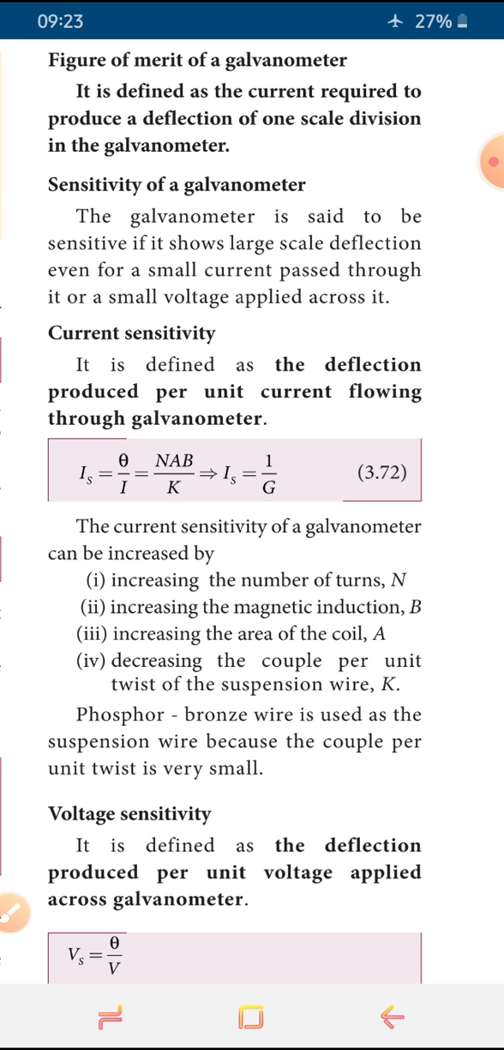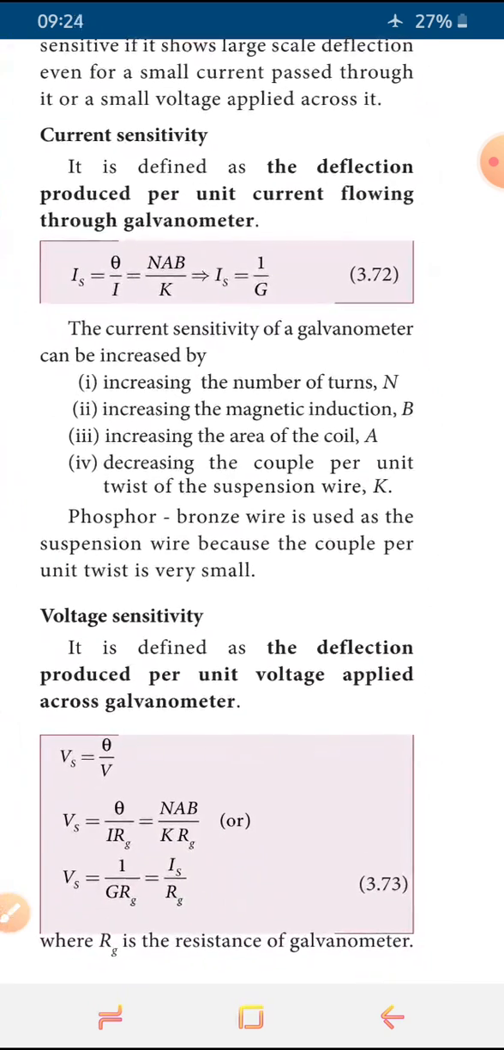Phosphor bronze wire is used as the suspension wire because it produces a very small couple per unit twist. That's why we use phosphor bronze wire in the moving coil galvanometer. I think you all remember this. Next is voltage sensitivity.